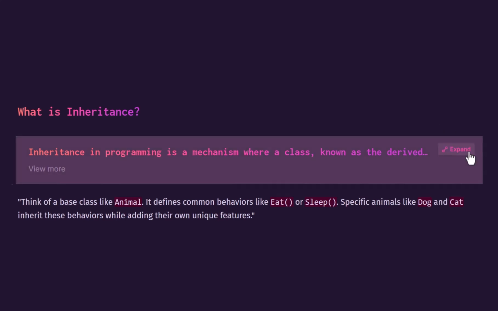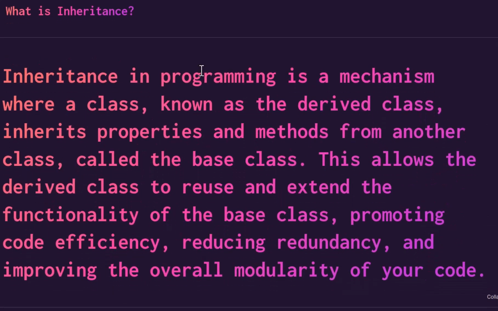So let's start. What is inheritance, basically? In programming, it's a mechanism where a class known as a derived class inherits the properties and the methods from another class, which we call the base class. That basically allows the derived class to reuse and extend the functionality of the base class, promoting code efficiency, reducing redundancy, and improving the overall modularity of your code.